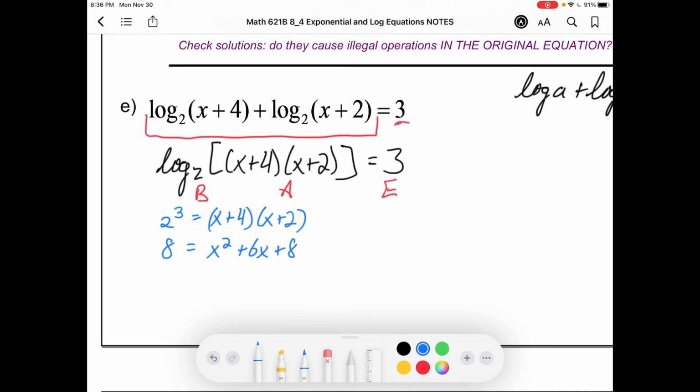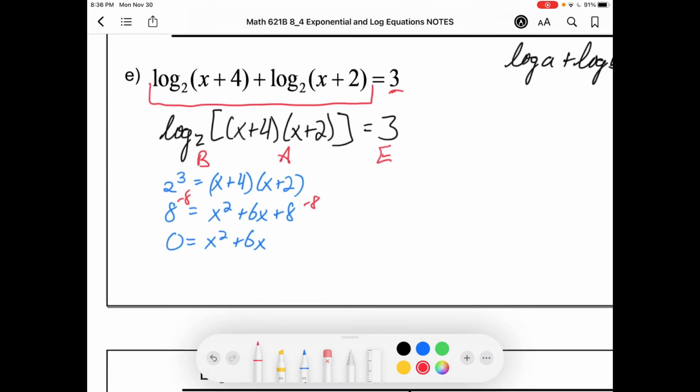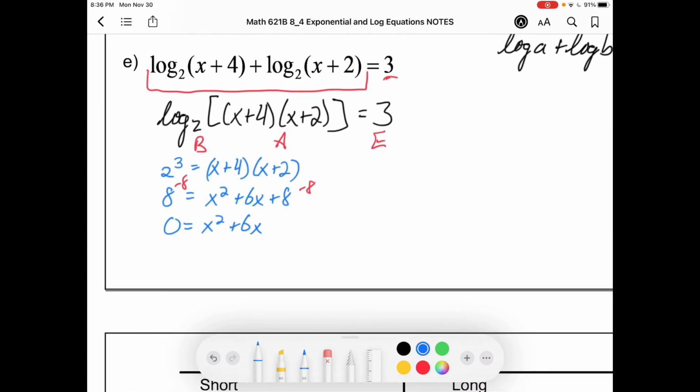And now again, it's a quadratic, so I make one side 0. Let's see what happens. So I'll get 0 equals x squared plus 6x when I subtract 8 from both sides. Sometimes people get confused about factoring here. Remember that the first type of factoring you always look for is greatest common factor. So I can factor this as x times x plus 6, which will give us answers of x equals 0 or x equals negative 6. Or sorry, potential answers.